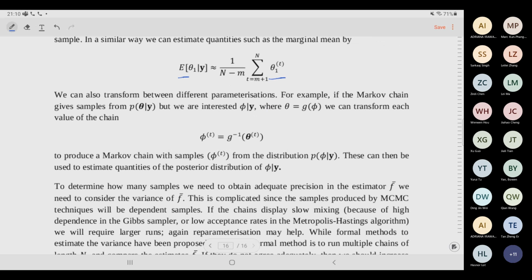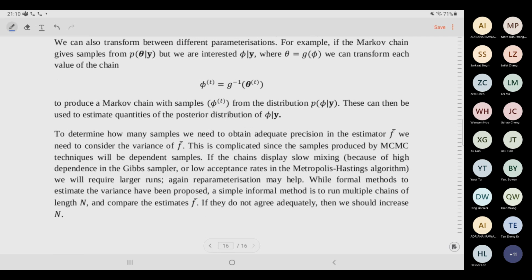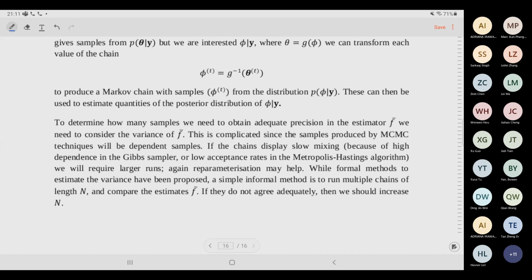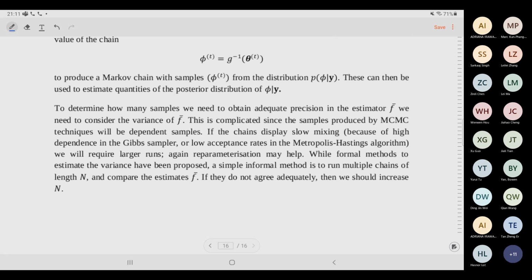Okay, so question: in practice, how long is long? You say that in theory it converges after a long run, after a long iteration. But how long is long? This is actually very complicated because it depends on your problem. Again, it's a dependent sample, so it depends on your posterior. If you use MH, it will depend on your proposal. Is it a good proposal or not? So everything is complicated and it is trial and error actually.